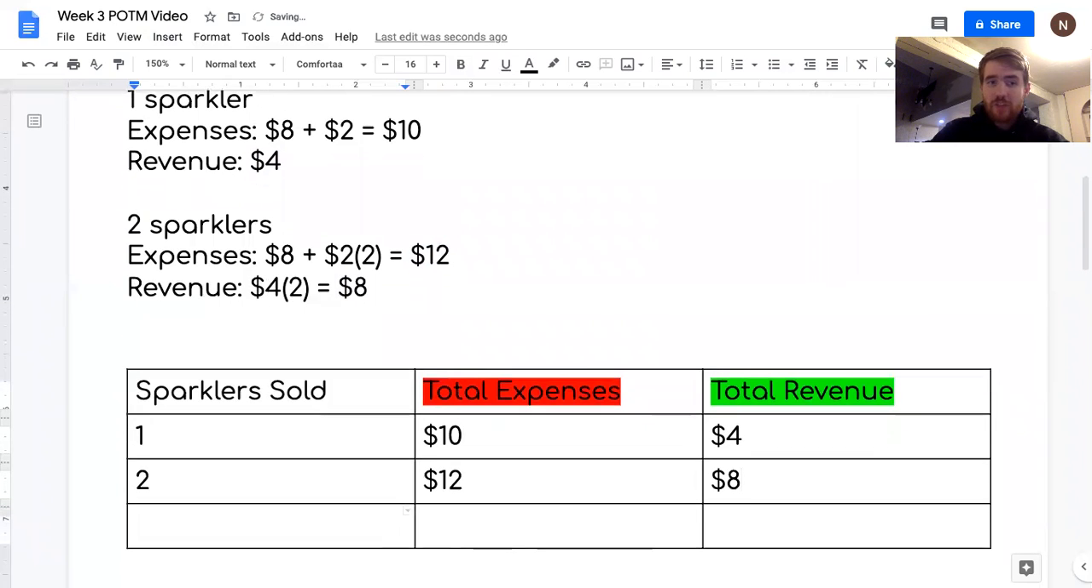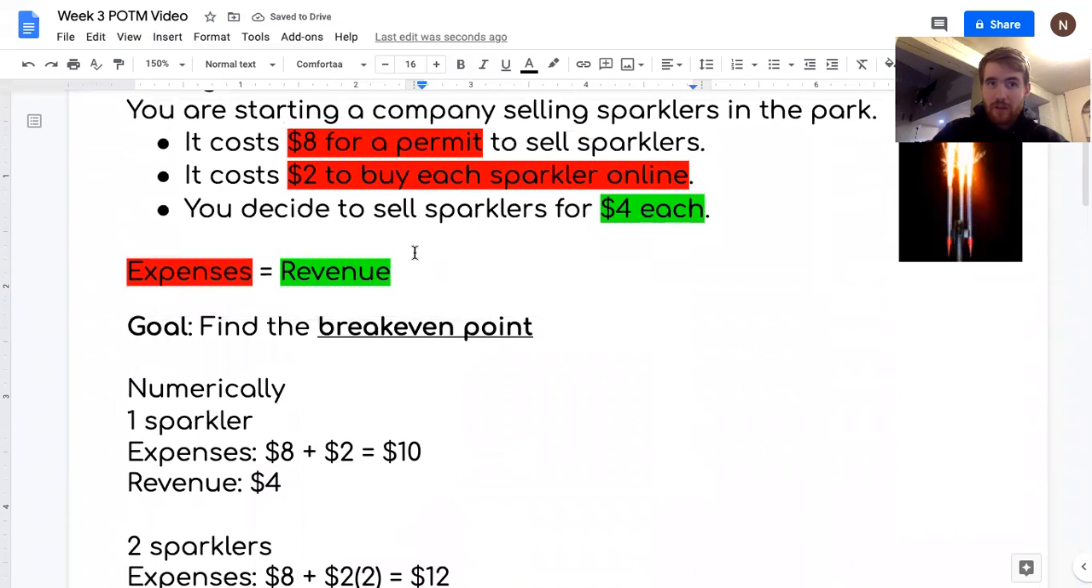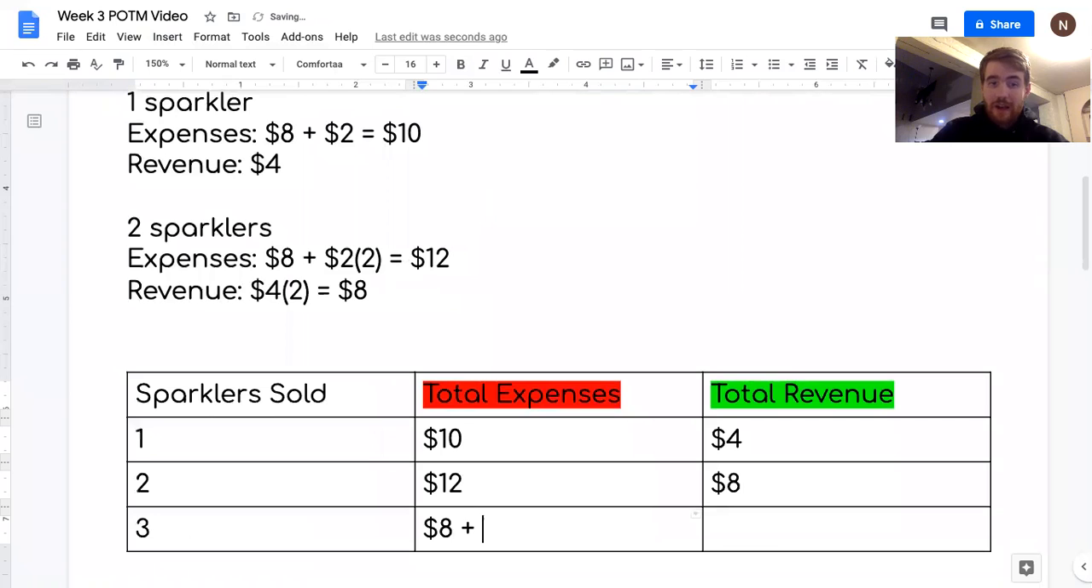So let's try 3 sparklers. Now again, the expenses, we have to spend $8 for the permit and $2 for each sparkler online. So that's 3 times $2. So 2 times 3, that's going to be a total of $14. Now the revenue is going to just be 4 times the 3 sparklers we sold, which in this case is $12. Now they're getting very close. The revenue and the total expenses only $2 apart.